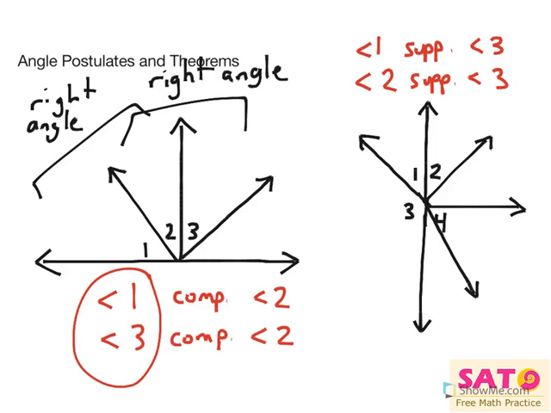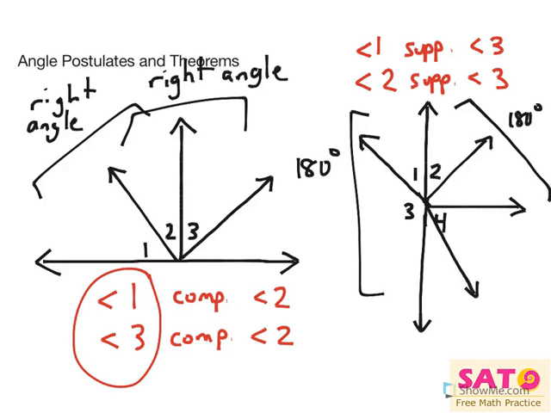Same thing, same concept for supplementary angles in the supplementary theorem here. And so if angle 1 is supplementary to angle 3, and angle 2 is supplementary to angle 3, which is right here, this makes up 180, and right here too. So if those two are 180, then angle 1 and angle 2 will also be congruent.